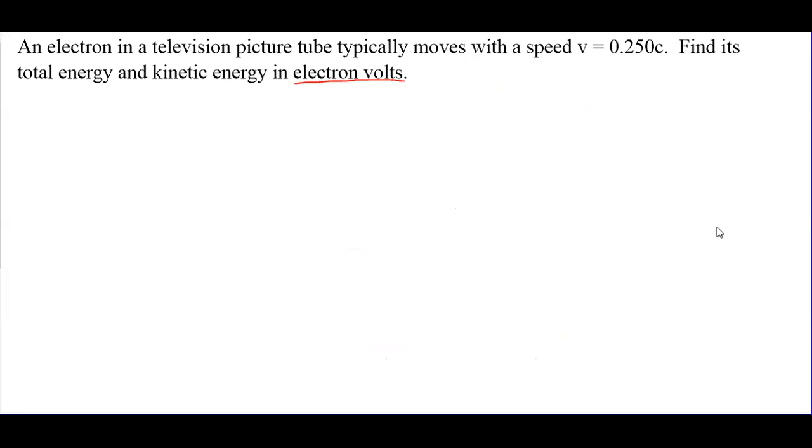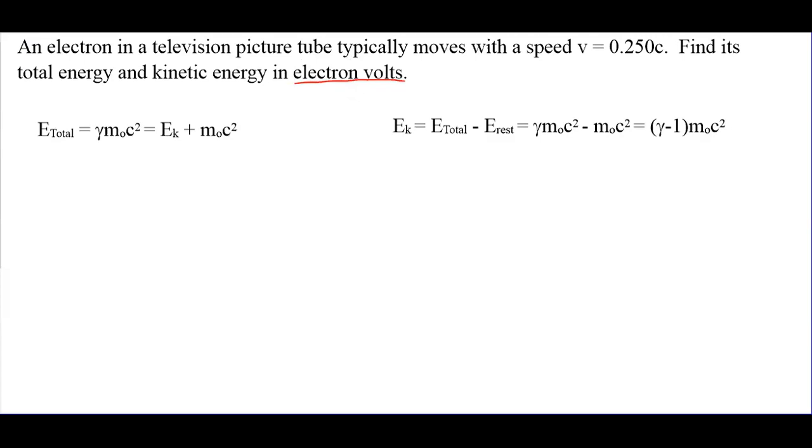Okay, one last question and then I'll stop this video because I'm rambling on. An electron in a television picture tube typically moves with a speed of about 25% of the speed of light, in your old-fashioned CRT televisions, if you will. Find its total energy and its kinetic energy in electron volts. I'll get into electron volts at the end. Till then, we're just going to find both its total energy and its kinetic energy.